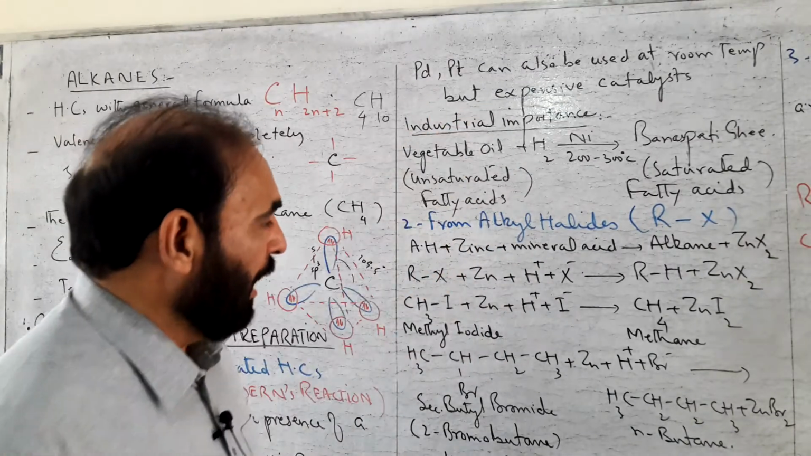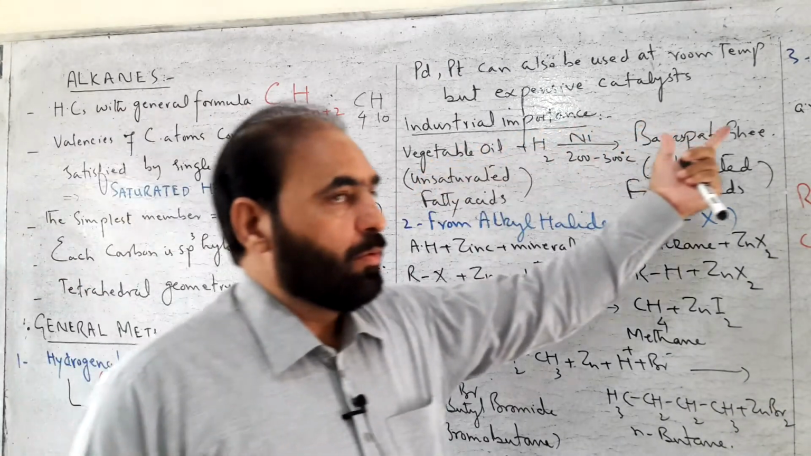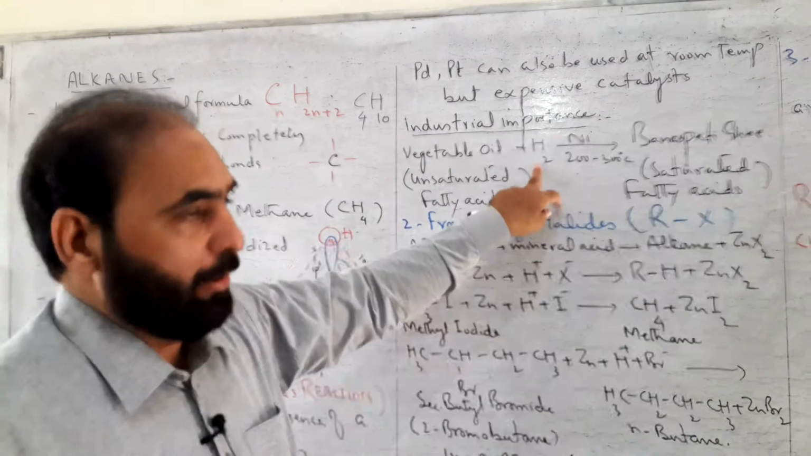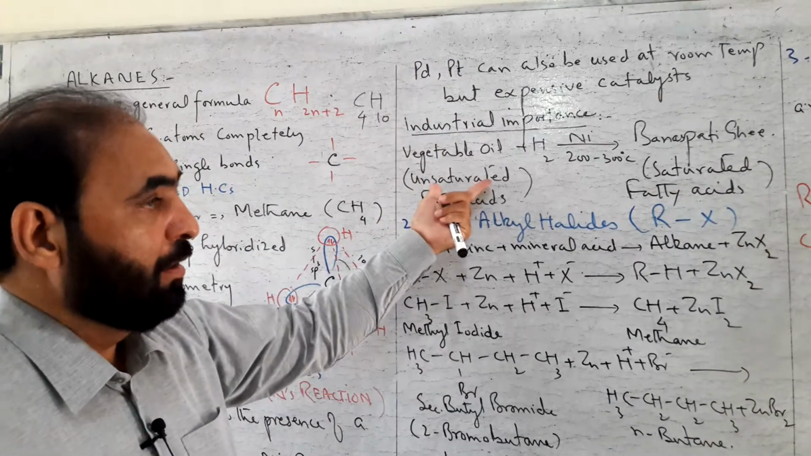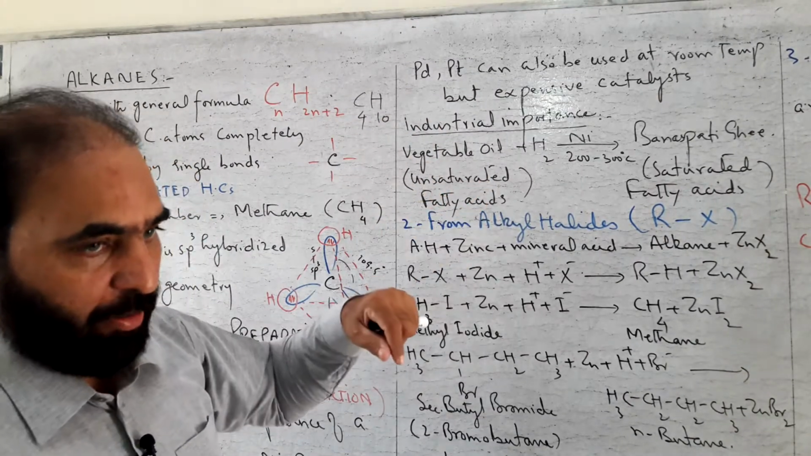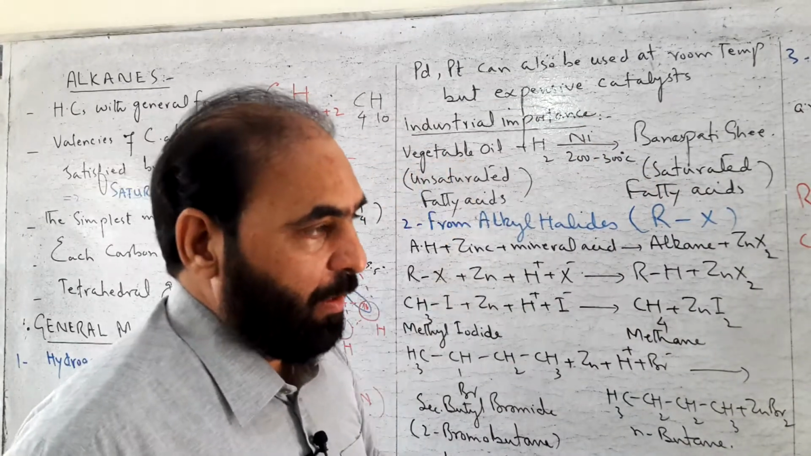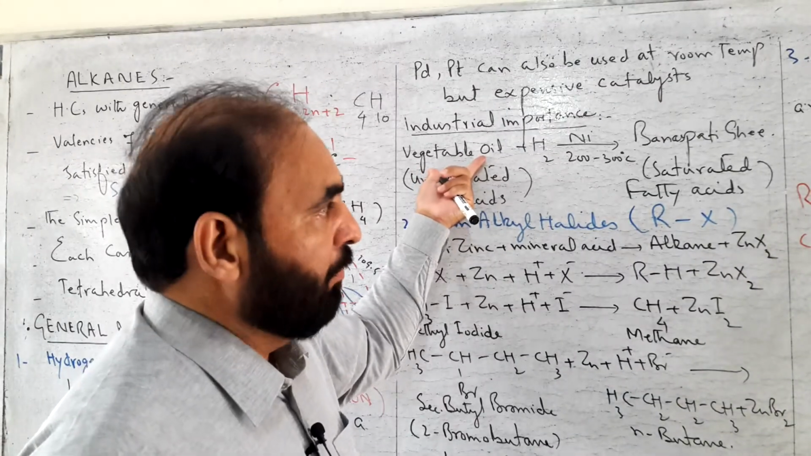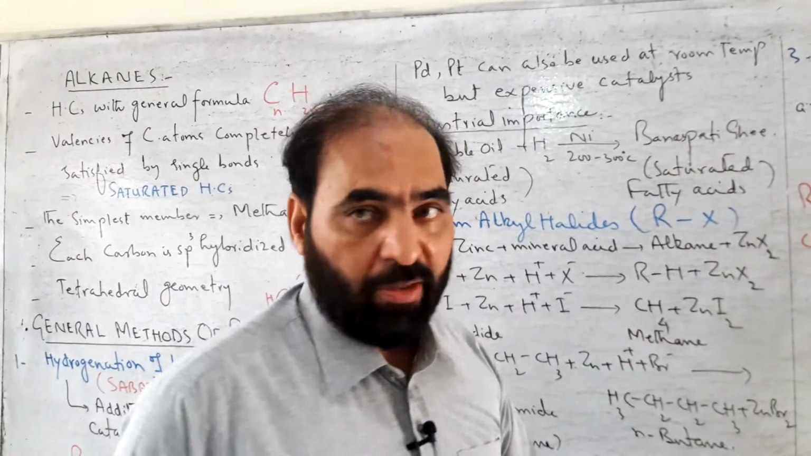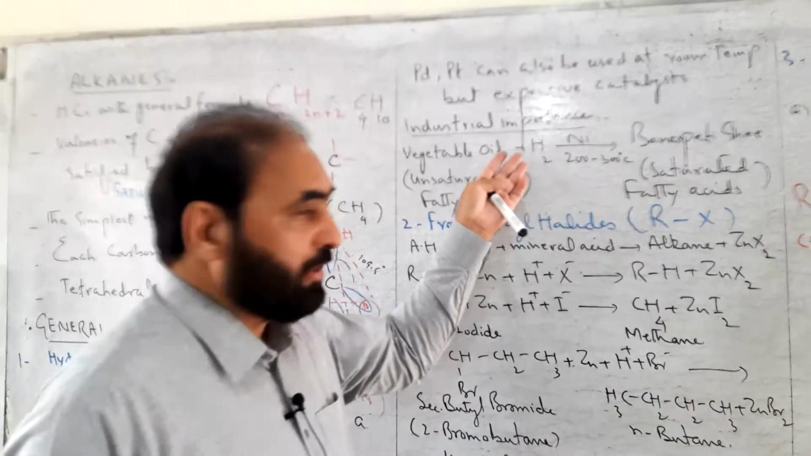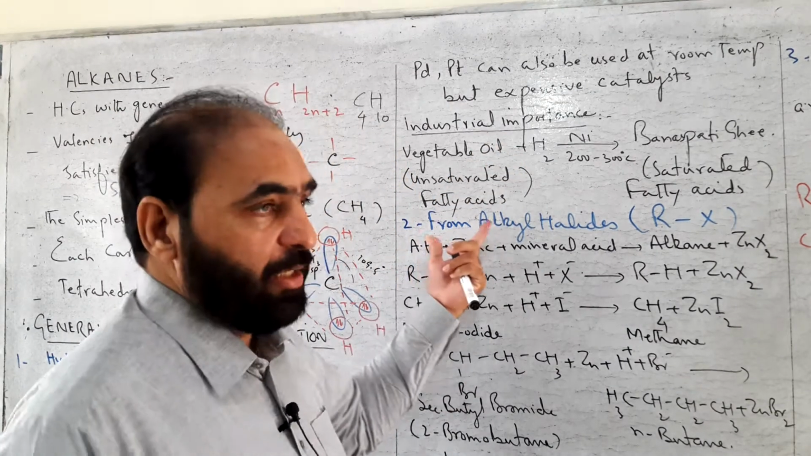On the industrial level, hydrogenation is used in order to convert vegetable oil to banaspati ghee by hydrogenation in the presence of nickel. Vegetable oil contains unsaturated fatty acid components which get saturated when hydrogen is added to vegetable oil. So vegetable oil is in liquid form, but after hydrogenation it becomes semi-solid and gets the name of banaspati ghee. So this is the industrial application of hydrogenation.